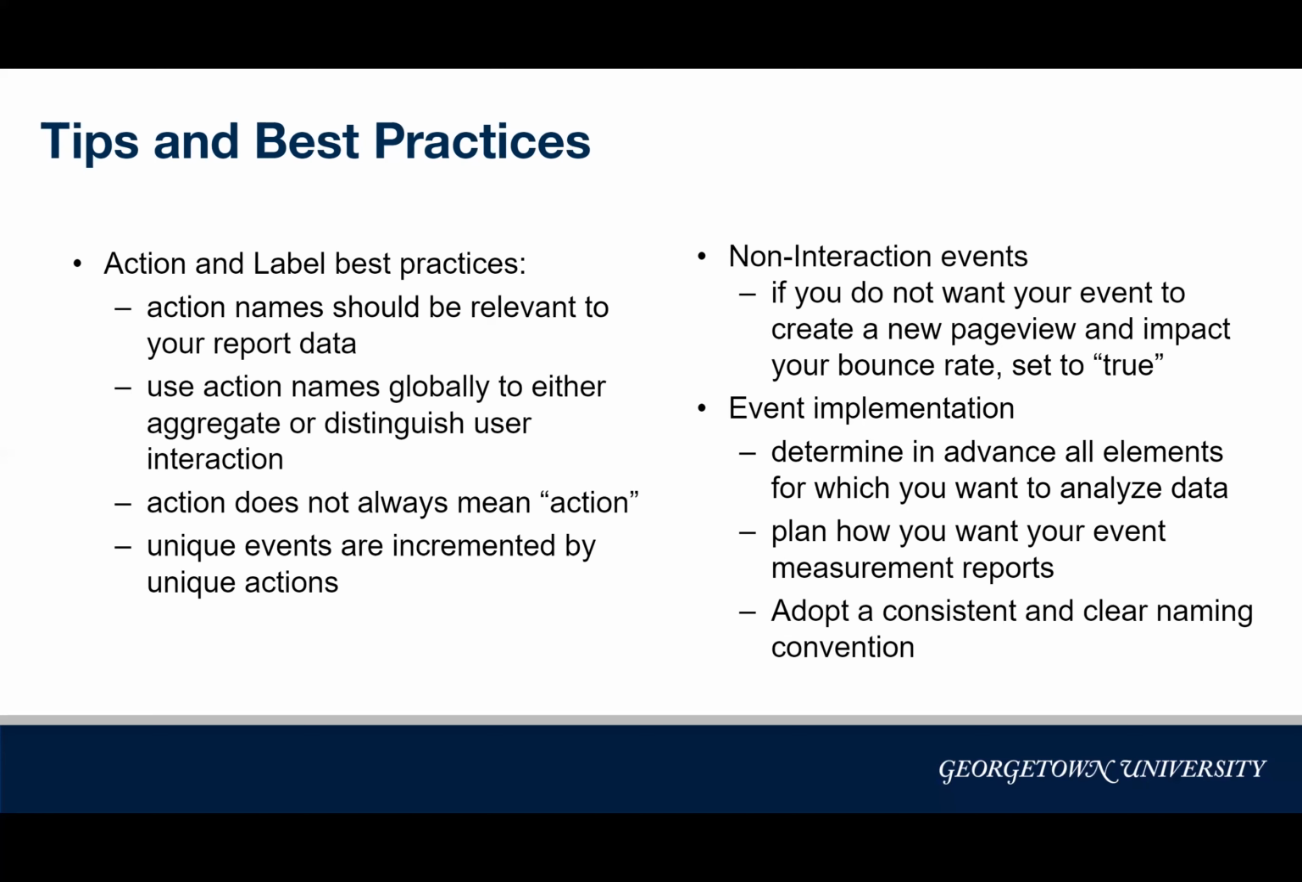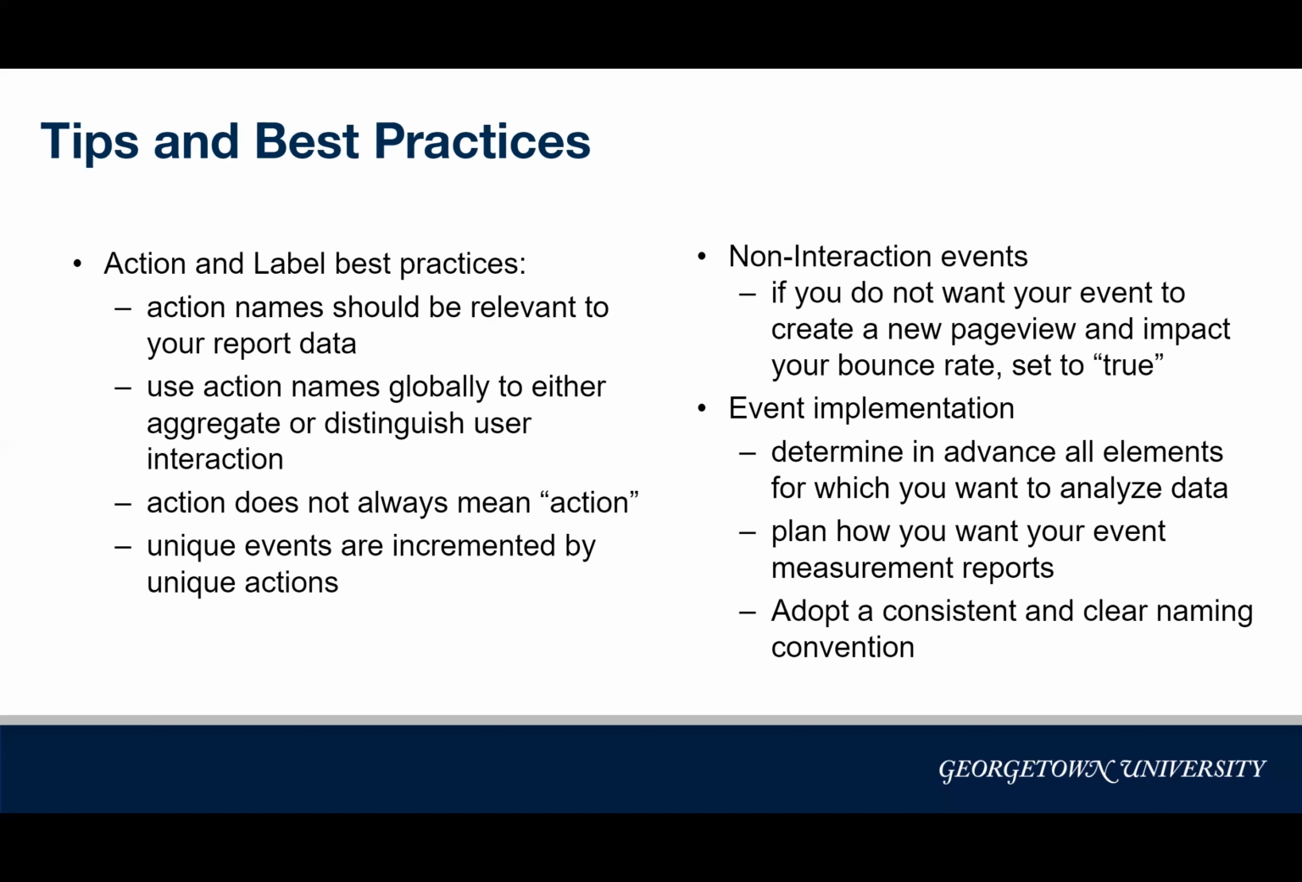This kind of plays into the next tip, which is to use action names to either aggregate or distinguish user interactions. So again, you want to think about how you want your data to appear and what user interactions are most important to you. So say you have an event with the category videos and the action play, but you want to separate between Mac and Windows users. You can create two separate events with unique actions such as play-Mac and play-Windows. This way, you're able to distinguish between those two segments.